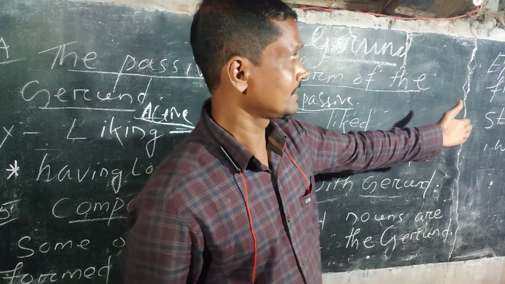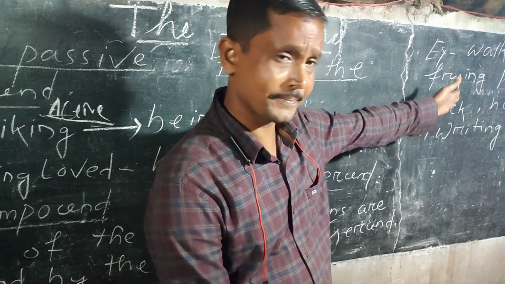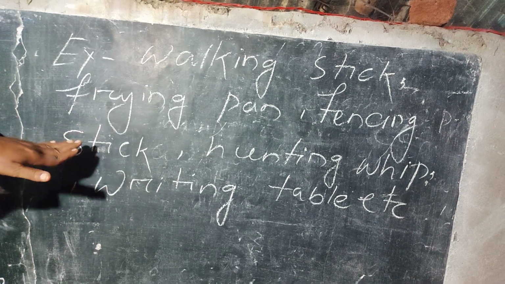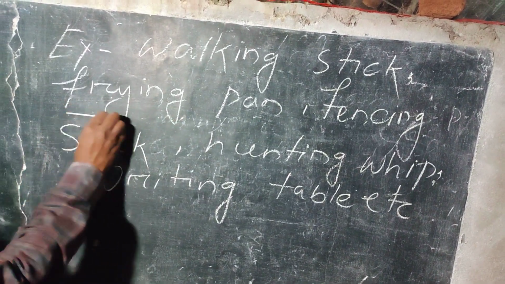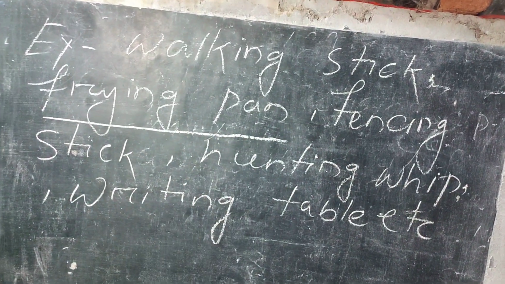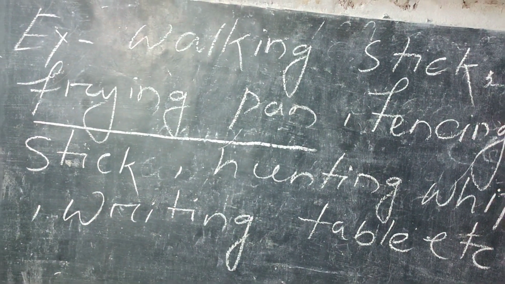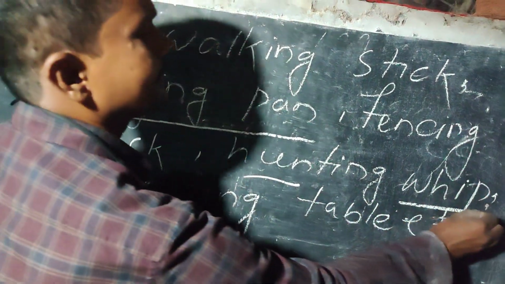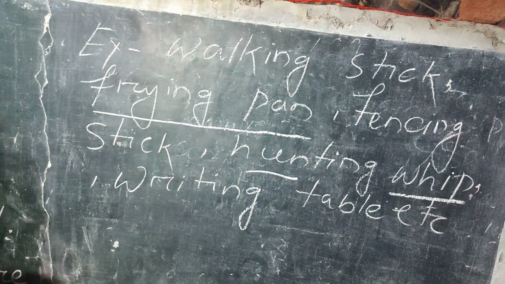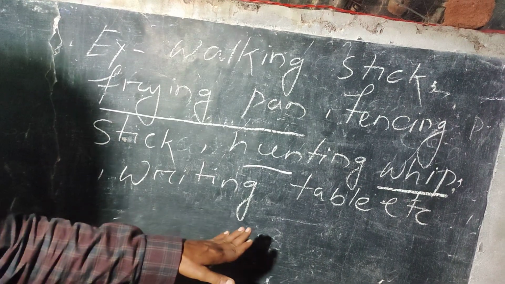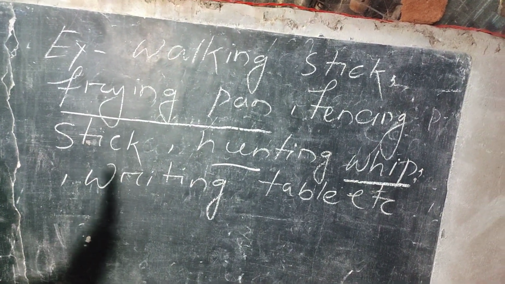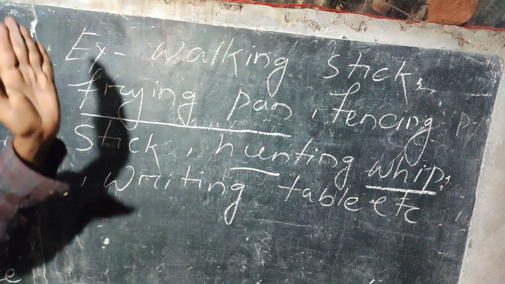So let's take some of the examples. Walking stick, frying pan, that means a pan that is used for frying. Fencing stick, hunting whip, a whip that is used for hunting, and writing table, etc. These are the examples of compound nouns with gerunds.